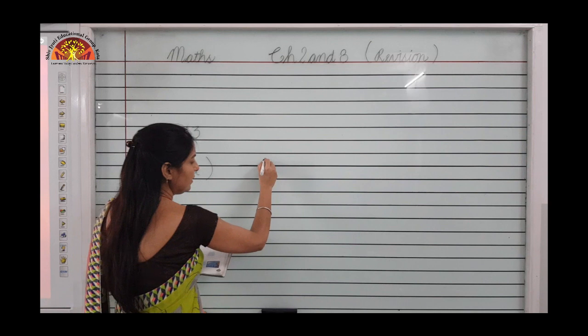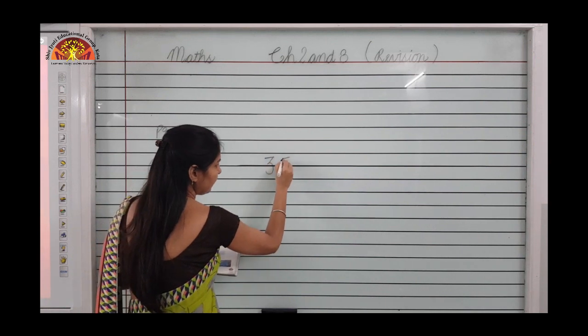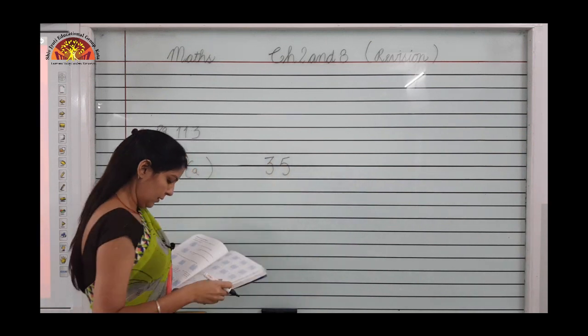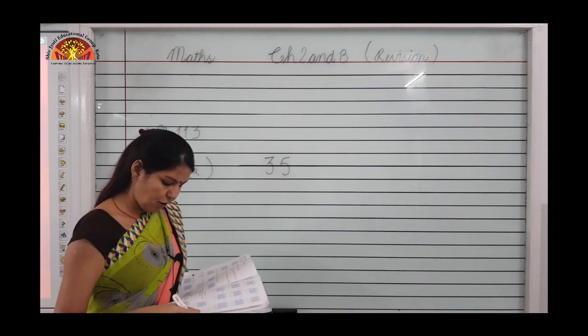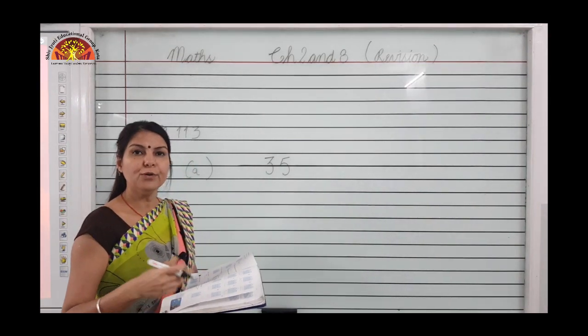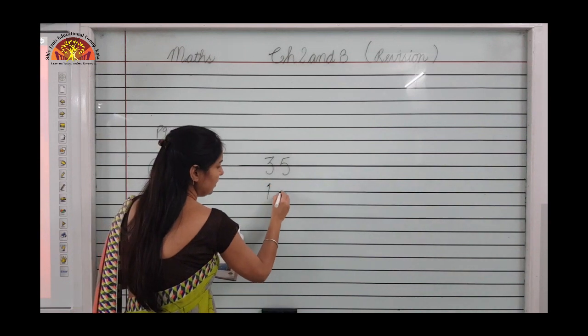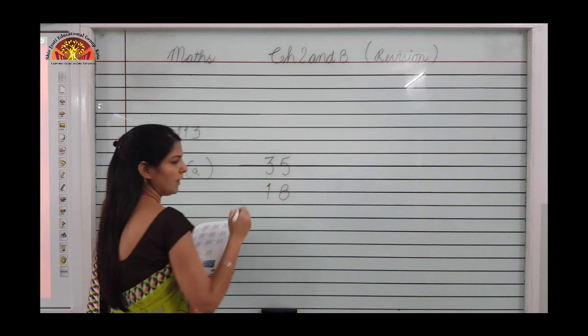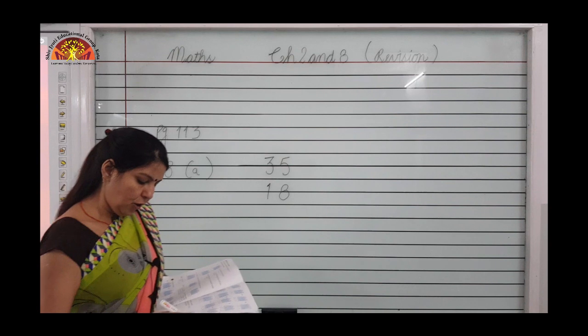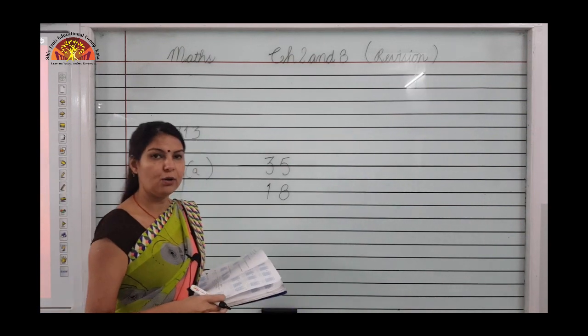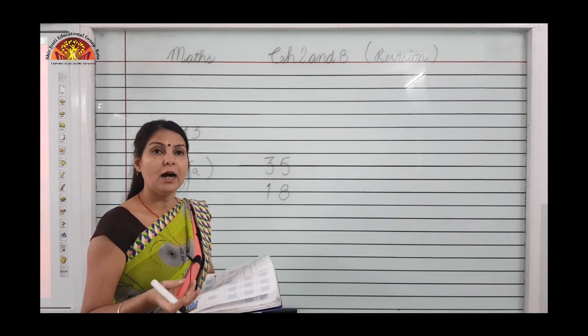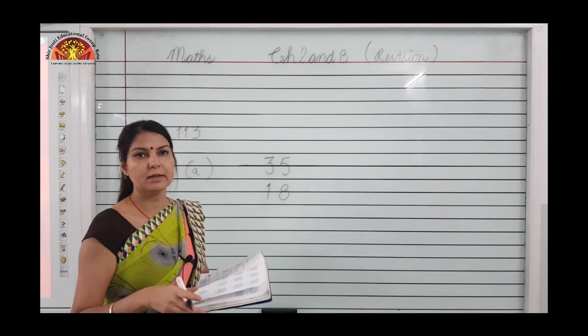There are 35 fish in a river. How many fish in the river? 35. 18 more joined them. How many joined them? 18 more. So we will write 18 under it. Now how many fish are there in all? What do we have to find out? How many total fish are there in all?